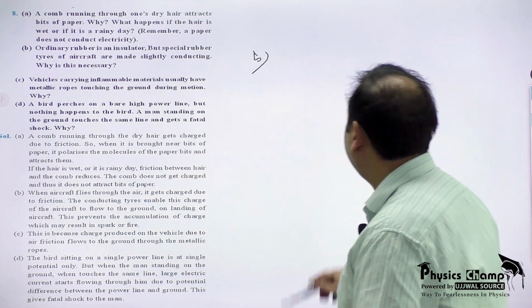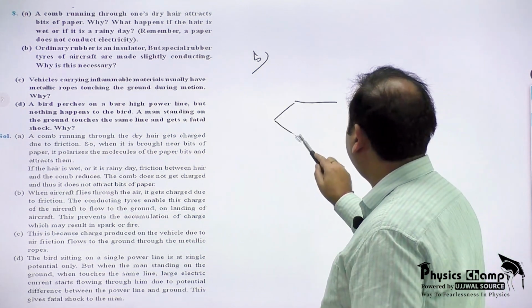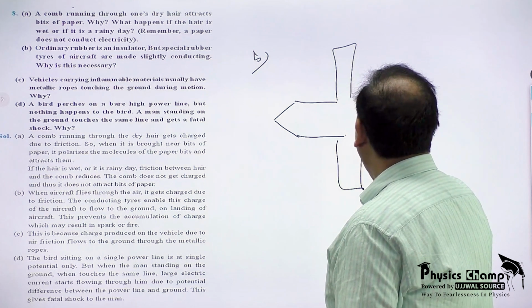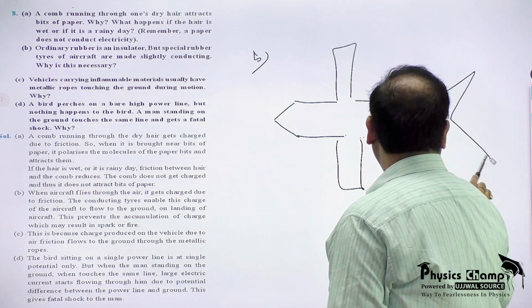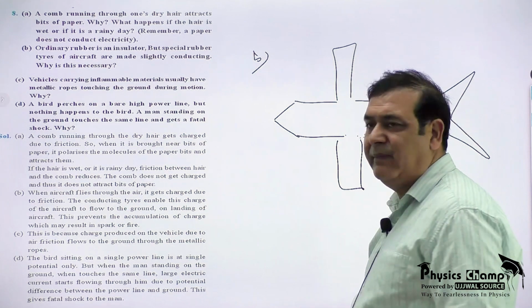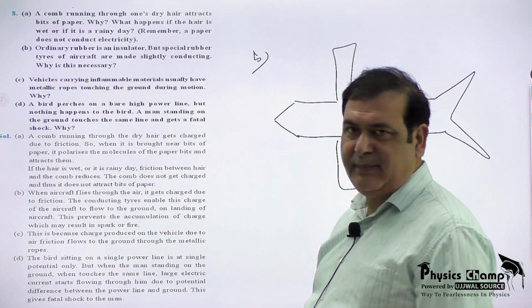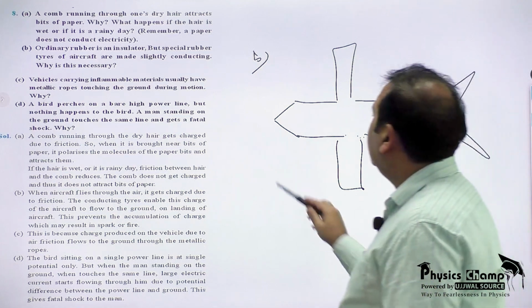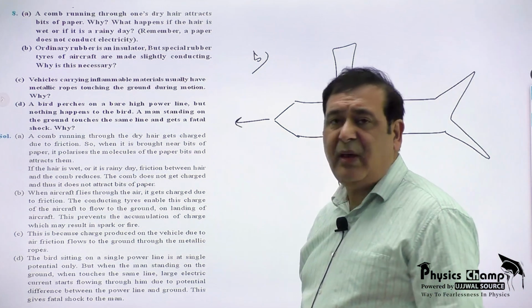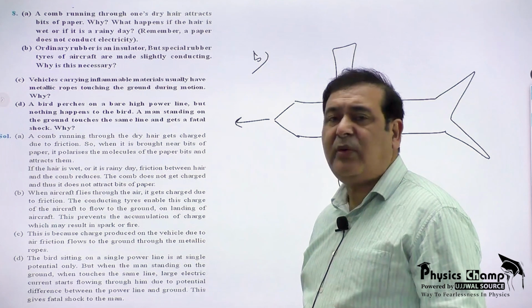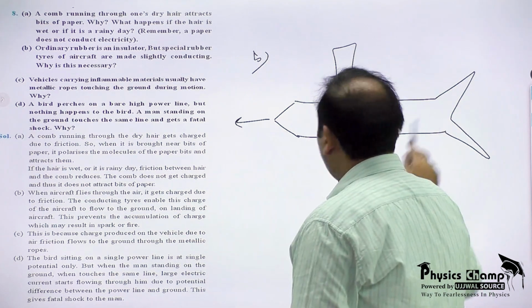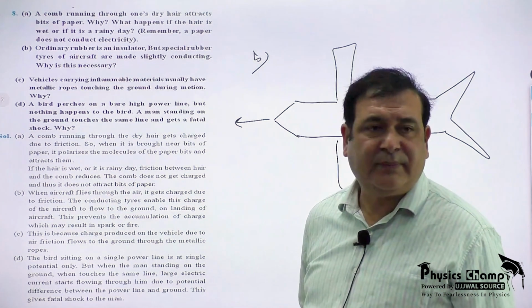So the question is: in the aircraft, why are the tires made conducting? You can understand that when an aircraft is passing through air, there is a huge amount of friction between the air and this conducting body of the aircraft.